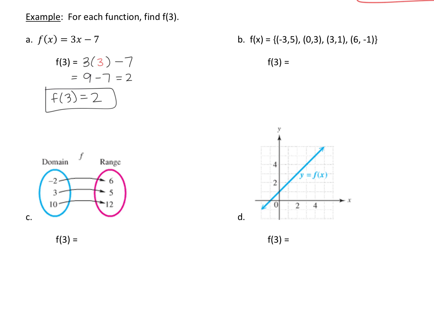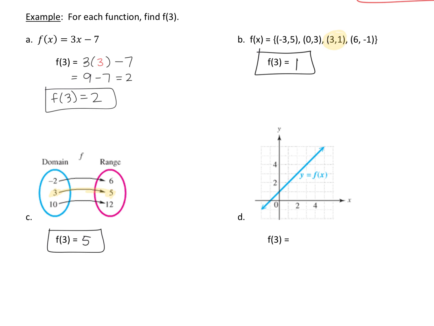Okay, you should find your answer here, 3, 1. That's the only point that has an x value of 3. And so f of 3 is 1. Same kind of thing goes here. The only input of 3 goes to 5. And so when I input a 3, I output a 5. F of 3 is 5.